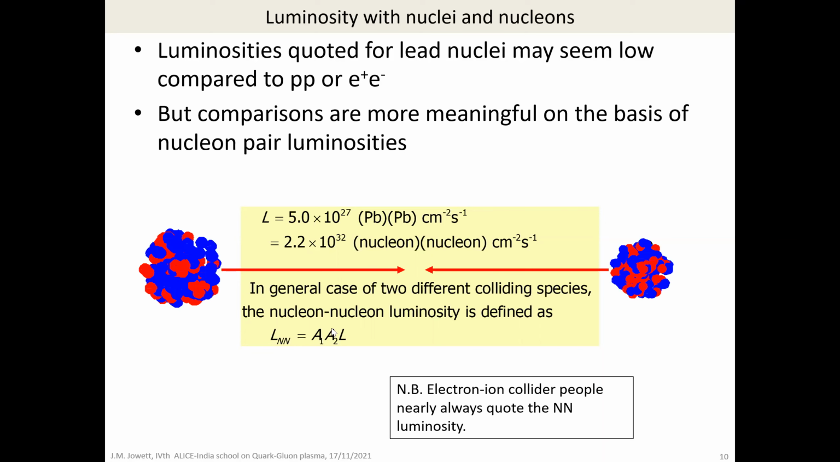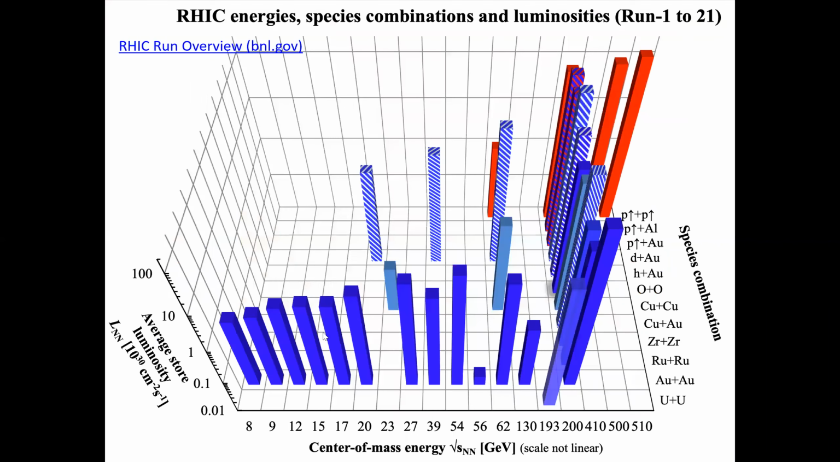You have to be a bit careful looking at quoted numbers. This is a useful quantity to compare luminosities for different colliding species. The lead luminosity then becomes closer to the proton one, but if you want to compare, say, oxygen collisions, you have to look at this. And you should be aware, if you look at the electron-ion collider, people nearly always quote the nucleon luminosity.